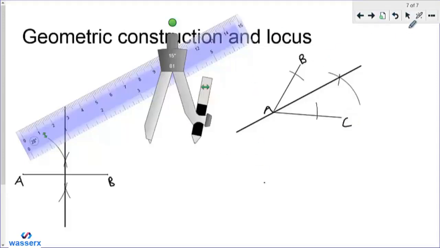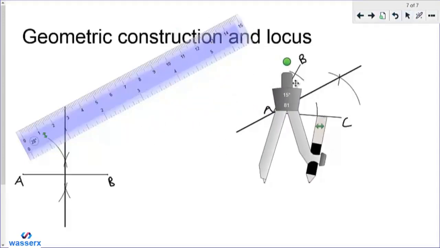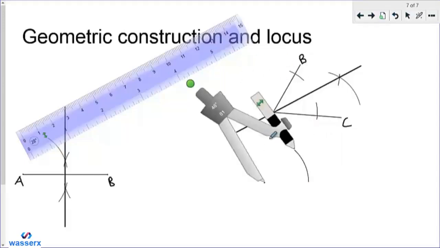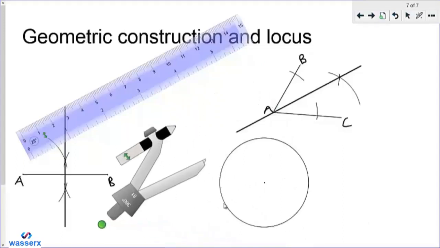What about a point? So the locus of point that is equidistant from a given point is a circle. The fixed point is the center of the circle.